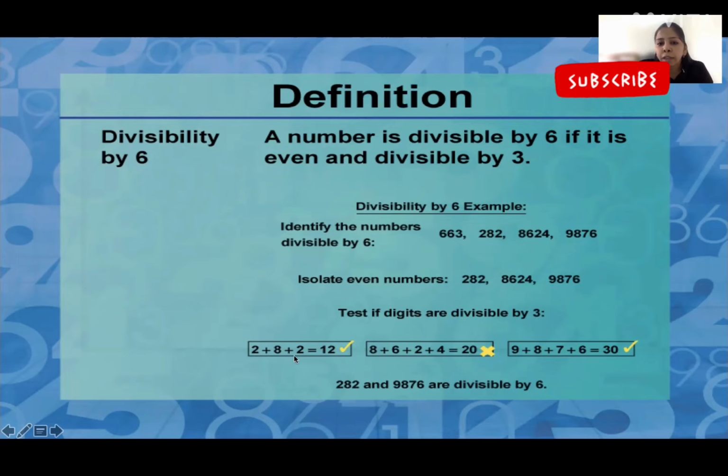Like 2 plus 8 plus 2 is equal to 12, and 12 is divisible by 3. Next one is 8624. 8 plus 6 plus 2 plus 4 is equal to 20, but 20 is not divisible by 3. Next one is 9 plus 8 plus 7 plus 6 is equal to 30, and 30 is divisible by 3. So 282 and 9876 are divisible by 6.